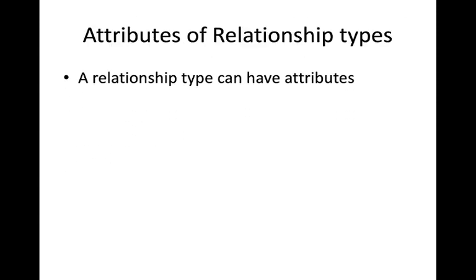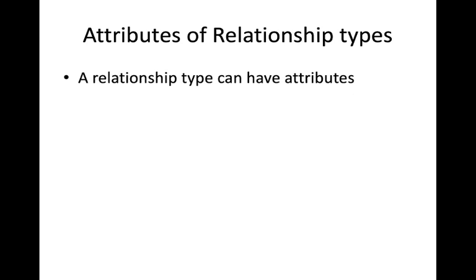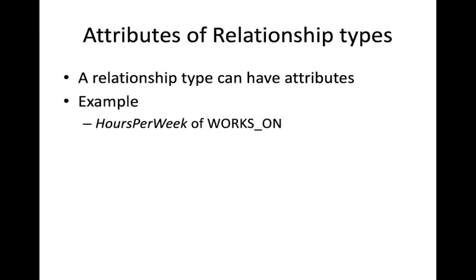Then we can have attributes for relationship types also. Earlier we have already seen there are attributes for entity types. Similarly, for relationship types also, we can have attributes. In certain cases, we need to specify attributes for a relationship type also. For example, hours per week is an attribute for works on.